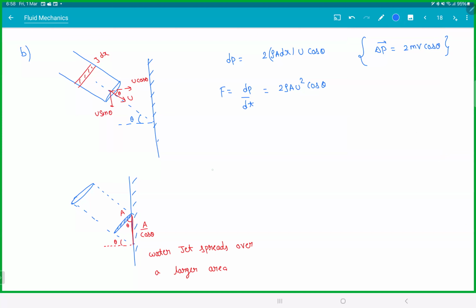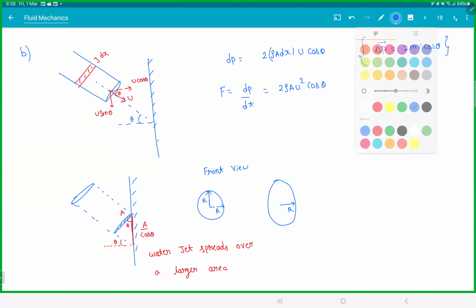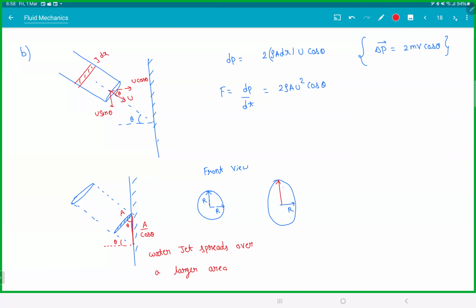If you look at the side view or the front view, this is how the water jet looks. It's like a circle actually, R and R. After hitting, what happens? One side will stretch. This is R, but this side has become R by cos theta. You're getting both have not increased. So actually it becomes an elliptical area. Are you getting it? This shaded area actually becomes an ellipse.